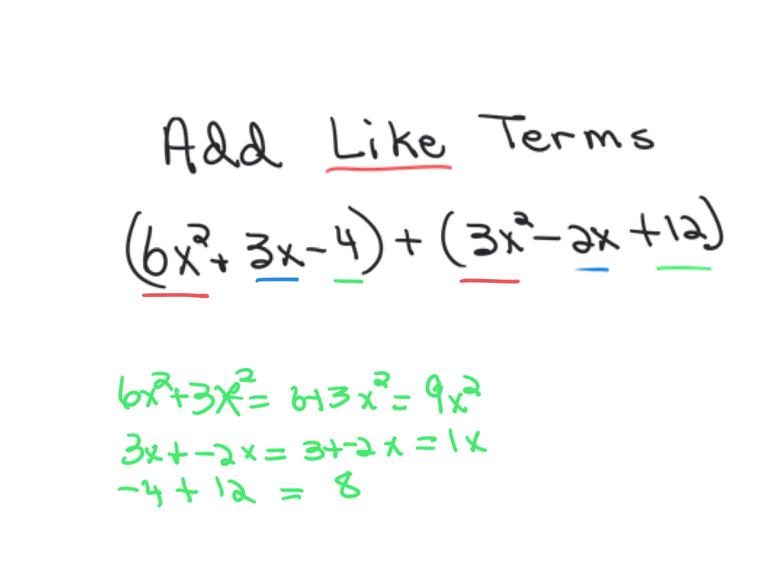Okay, to get my answer, I'm just going to bring those pieces back up. So 6x squared plus 3x squared gave me 9x squared. 3x plus negative 2x was equal to positive 1x. So it would be plus 1x. And negative 4 plus 12 was equal to 8. That is a positive 8, so it would become plus 8.